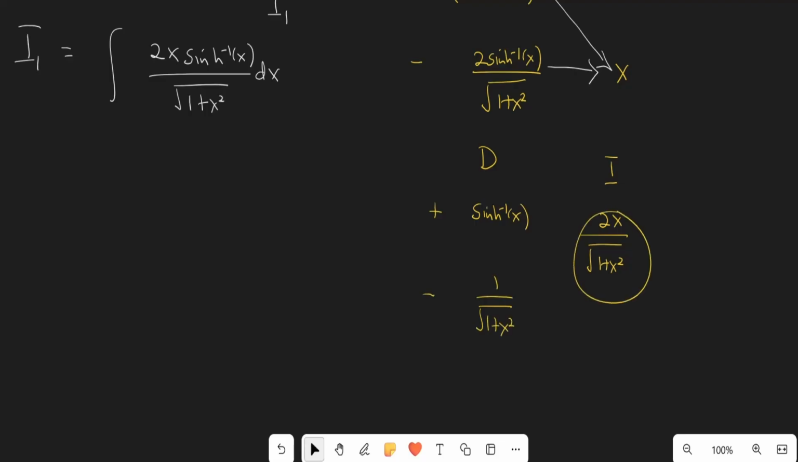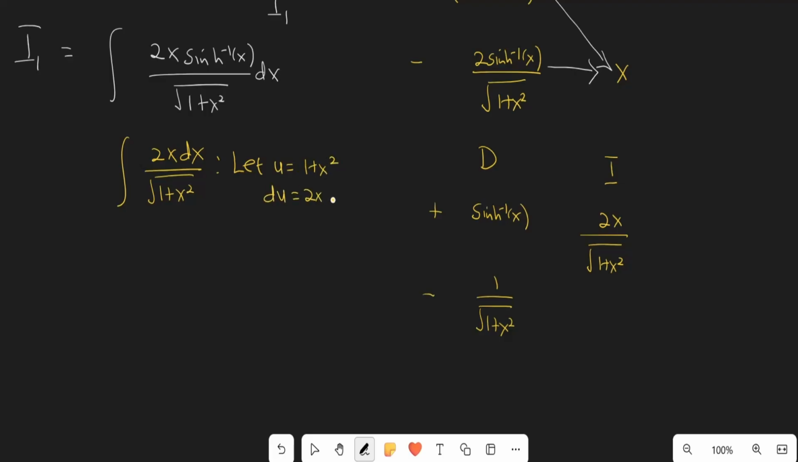What about integrating this? Let me do that here real quick. If I am integrating 2x dx over the square root of 1 plus x squared, let's do a u sub. You can let u be equal to 1 plus x squared. That means that du is going to be equal to 2x dx. So this integral, 2x dx, is replaced with du on top divided by the square root of u. And this is equal to the integral of u raised to the power negative 1/2 du.